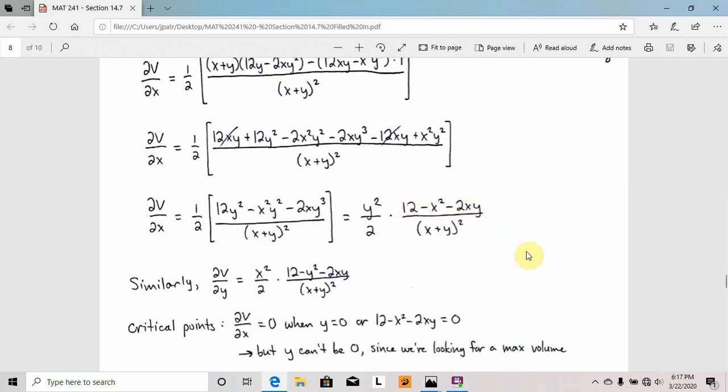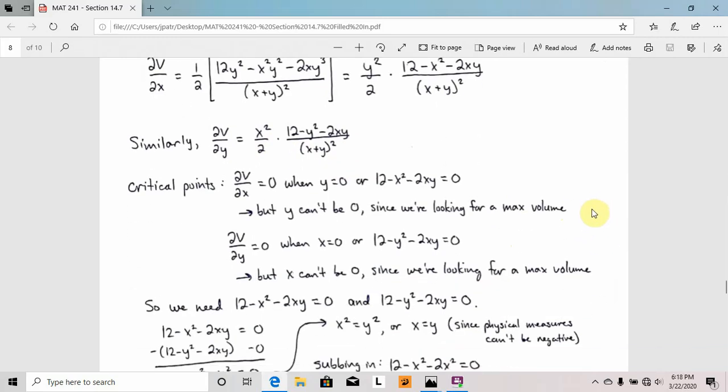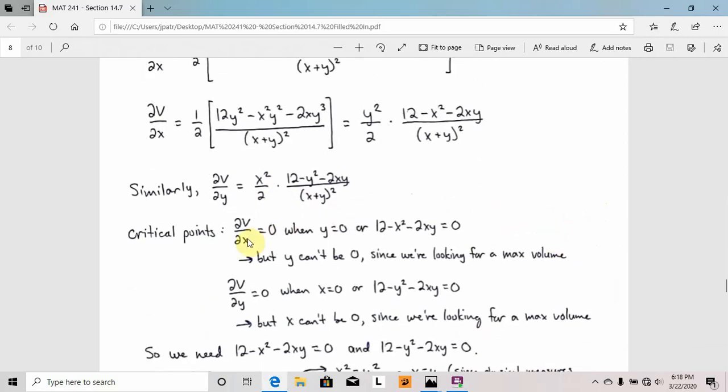And then if you do the same thing with y, so you take the partial of V with respect to y, you get a very similar looking thing, just with the x and y's in the opposite spots. So you can go through and do it if you want, but it's very repetitive. And then critical points. So the partial of V with respect to x, that could be 0 either when y is 0 or when this expression is 0, but y can't be 0 because then we get a 0 volume and we're looking for a max. Max isn't going to be 0. And then same thing with the partial with respect to y. It's not going to be when x is 0. So we're going to just have to worry about the other piece.